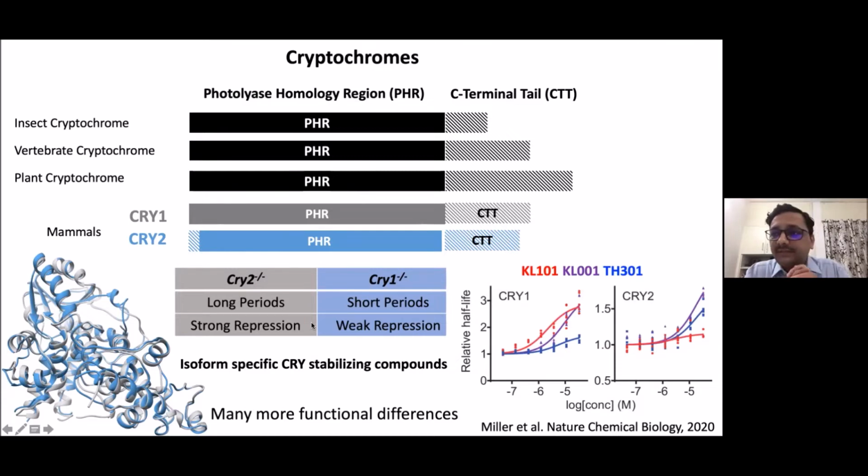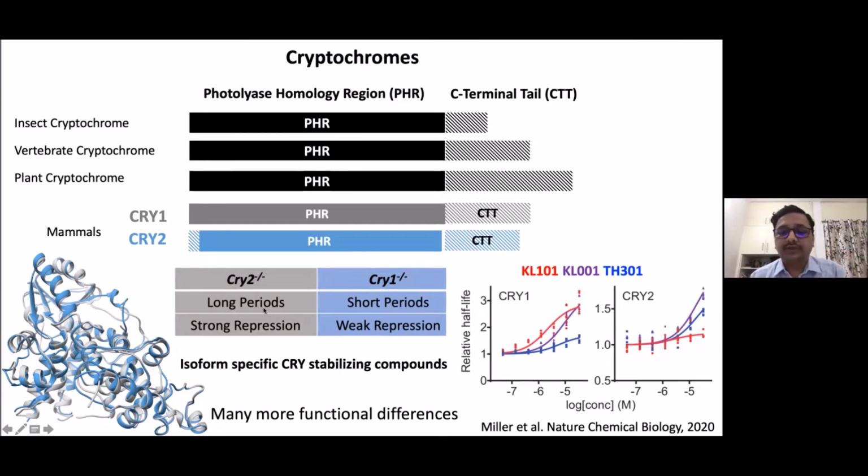Now, although there is some kind of redundancy in terms of these isoforms, they are very similar, but there are very crucial differences that do exist between these two. And there have been several experiments which have now proven that. So basically, if you look at the Cry2 knockout mouse, they show longer circadian periods. So basically, if the period is about 24 hours, it is longer than that. And Cry1 alone also shows stronger repression.